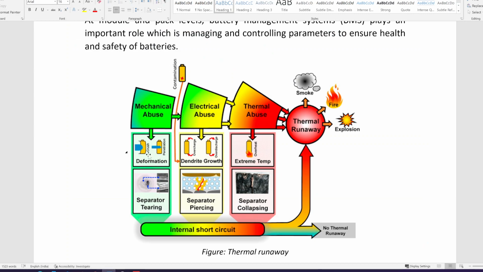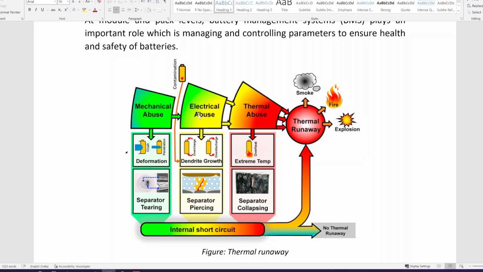But what would happen in case of a deformation or a penetration? The separator tears off. If the separator tears off, this would result in an internal short circuit of the battery. If there is an internal short circuit inside the battery, it would result in very high current loads. Since the current inside that battery would start going very high, the temperature would also increase and it has a chance of starting a fire inside. That is the separator tearing aspect.